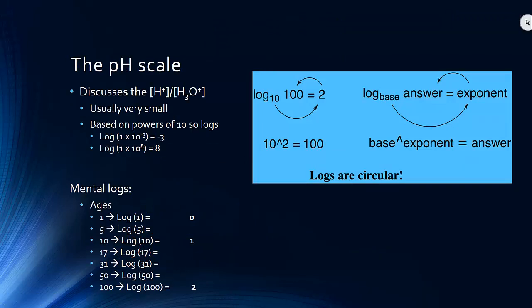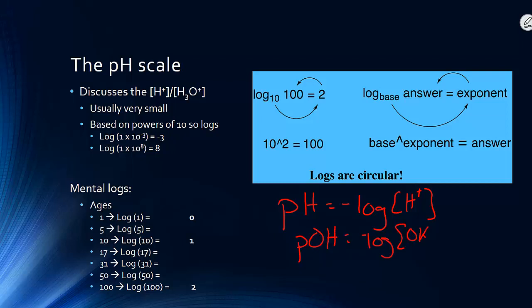Logs are a way of working with very large or very small numbers simply. And so when we do pH, we focus on the negative log of some value. Like, for example, pH is the negative log of the concentration of hydrogen. Or pOH is the negative log of the concentration of hydroxide. And you can even do other things like pKa, which would be the negative log of the Ka.